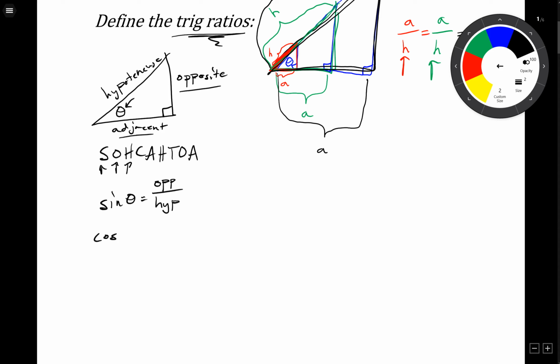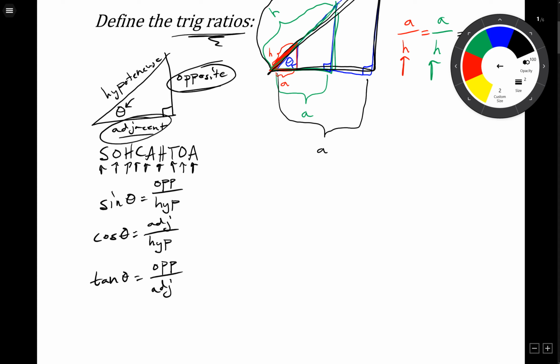Okay, next, we have cosine. Cosine is adjacent over hypotenuse. So see how if you're memorizing SOHCAHTOA, it helps you to know. So cosine is saying, hey, I'm going to compare the adjacent with the hypotenuse. I'm going to make those sides a ratio. Finally, we have tangent of theta, which is, well, TOA. Tangent is opposite over adjacent. So it's comparing the opposite side to the adjacent side.